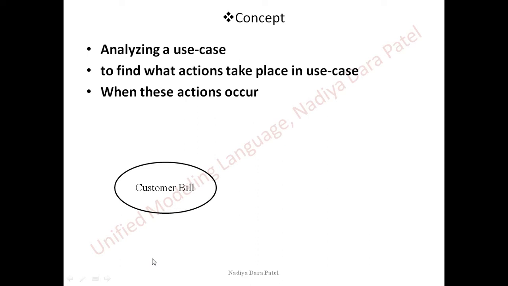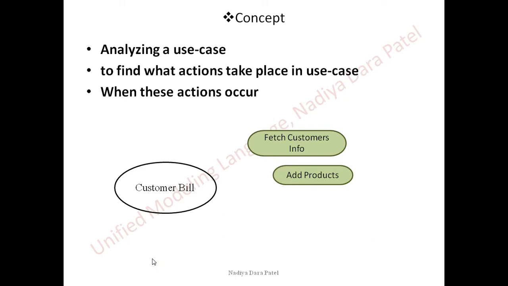So these are the smaller activities. If you go into detail: calculating the bill, rate into quantity, adding the tax, subtracting the discount. So these are the smaller activities. You can find all possible smaller activities from your system, place them one after the other and just connect them.